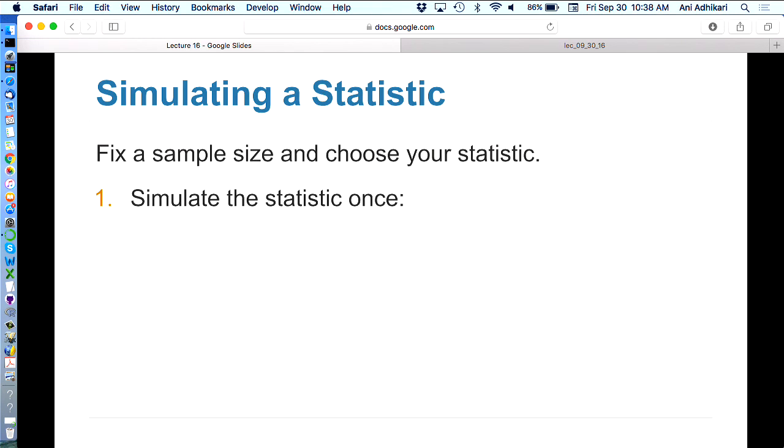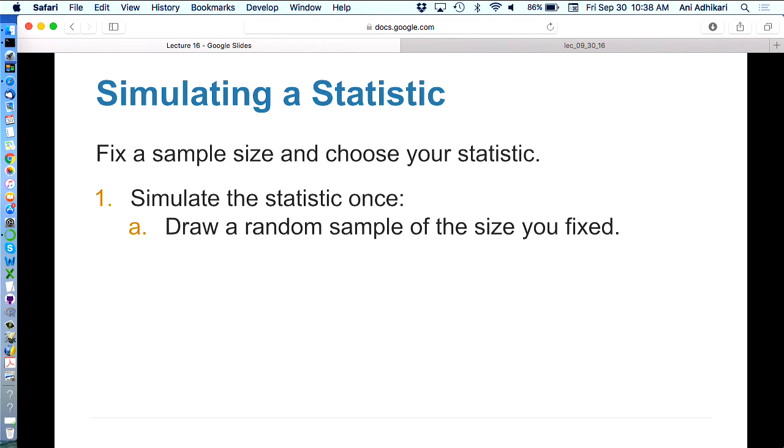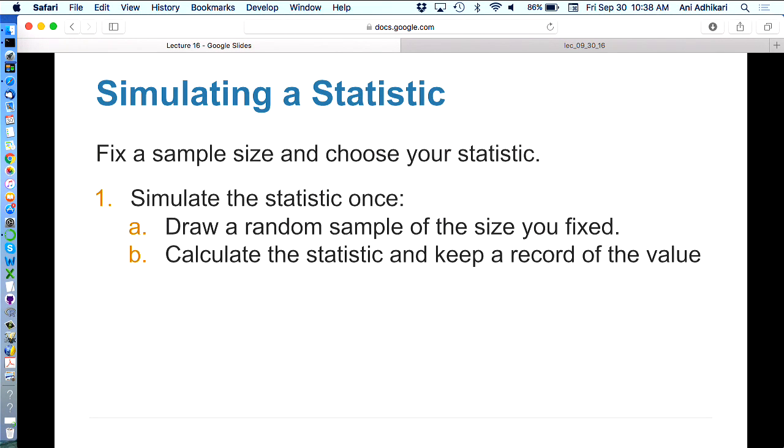And you simulate the thing once. For that, what do you have to do? You have to draw from your population a bunch of times. How many times? Whatever your sample size was. In our case, it was 1,000. So that's 1,000 draws right there. Based on those 1,000 draws, you compute the statistic, and you note that down somewhere. That is a single repetition. That already involves 1,000 draws.